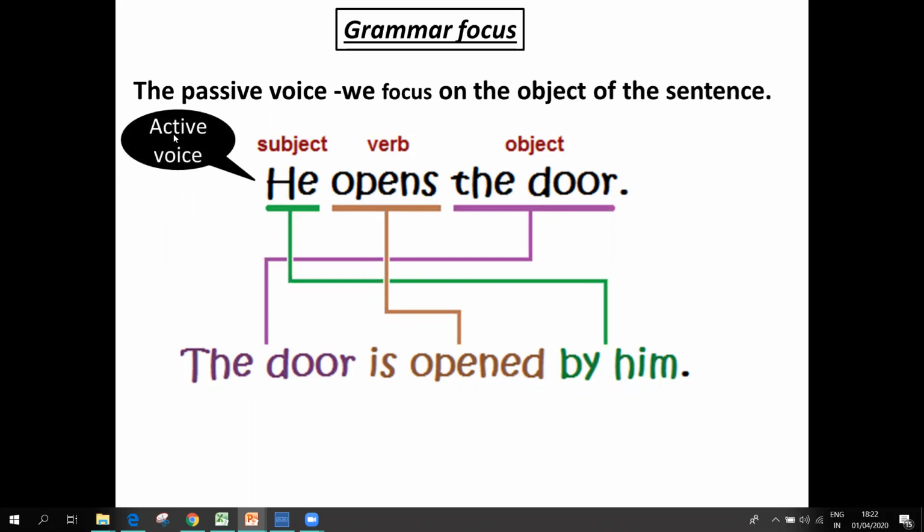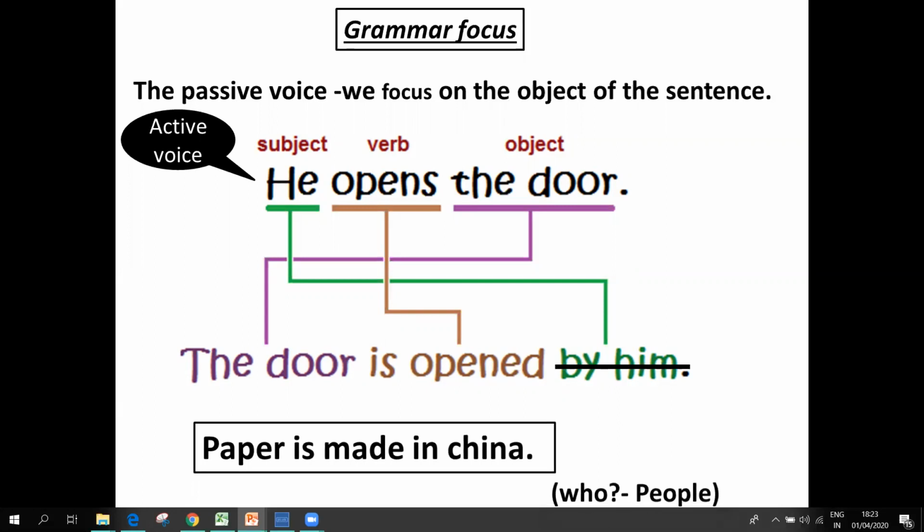Now, when we change this sentence into passive voice, what happens? The object takes the subject position, and then you have the two verbs, the be verb and the past participle, and then the subject. Sometimes the subject is not really important, okay? Like this sentence. Paper is made in China. Who? Not important. We don't need to know. Okay, so here this is a passive sentence.